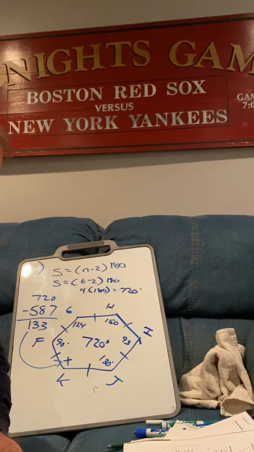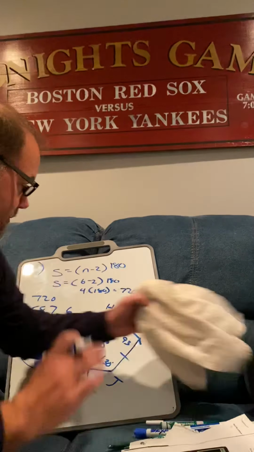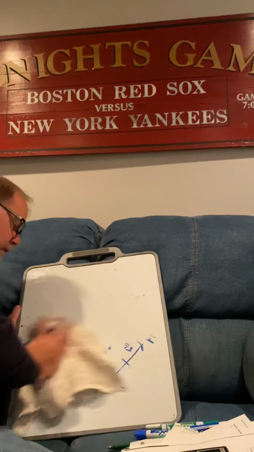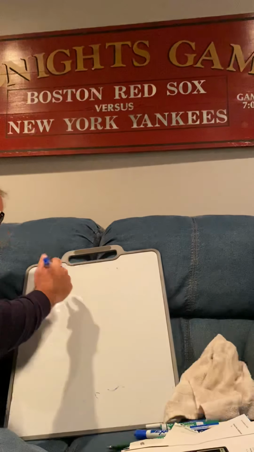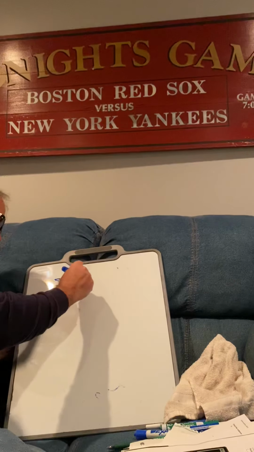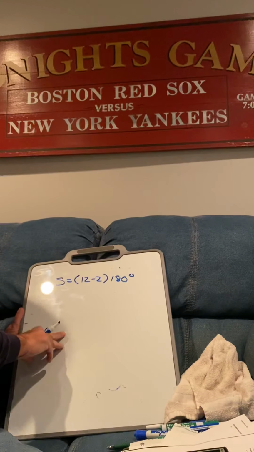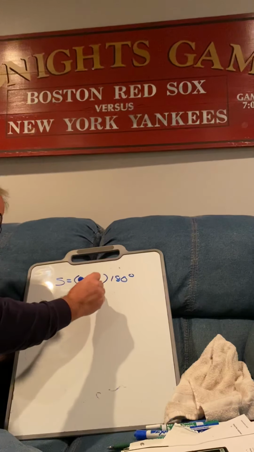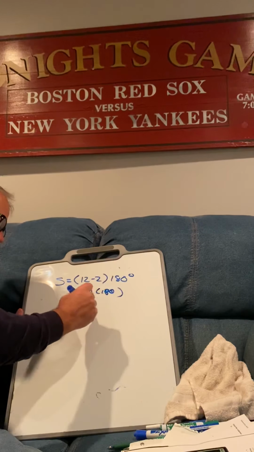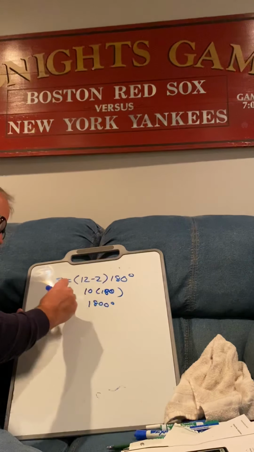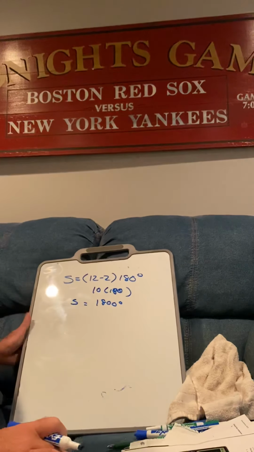Okay, in number 10, it says you have a 12-sided polygon. Find the measure of each exterior angle, find the measure of each interior angle. Okay, so using our formula, if I have a 12-sided figure, I'm going to put 12 in for n. So 10 times 180 is going to be 1,800 degrees for the whole thing.